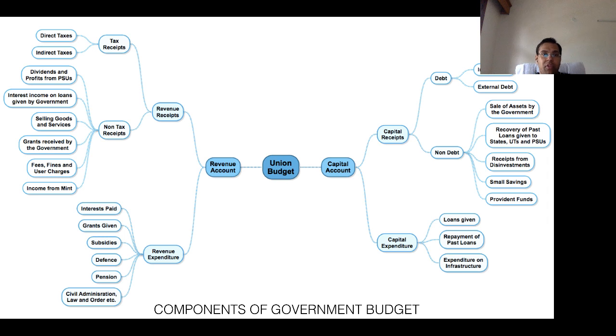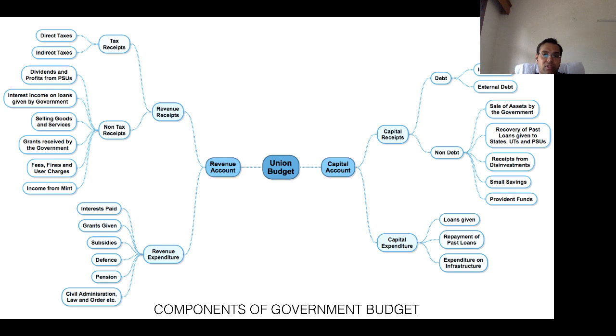Revenue account, revenue receipts: taxation receipts, non-taxation receipts. Taxation receipts are direct taxes, indirect taxes. Non-taxation receipts are dividends and profits from PSUs. Interest income on loans given by the government: whatever loans had been granted by the government, whatever interest income you are getting on those loans, that is added to NTR, non-taxation receipts.